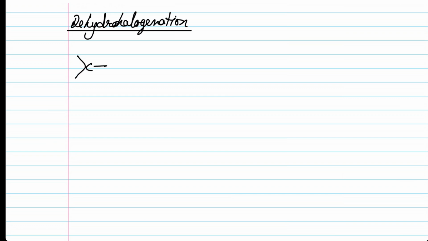Now we shall be talking about the dehydrohalogenation reaction, which is an elimination reaction. This reaction is a simple reaction in which we have the halogen and hydrogen, and we eliminate HX from it to give an alkene.